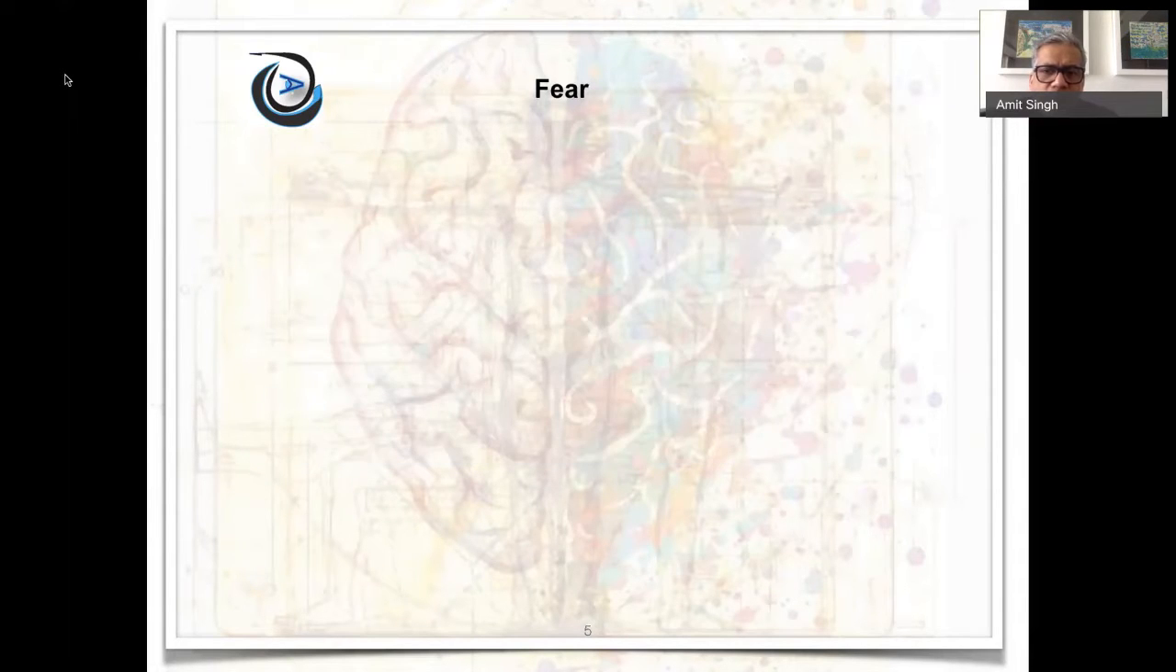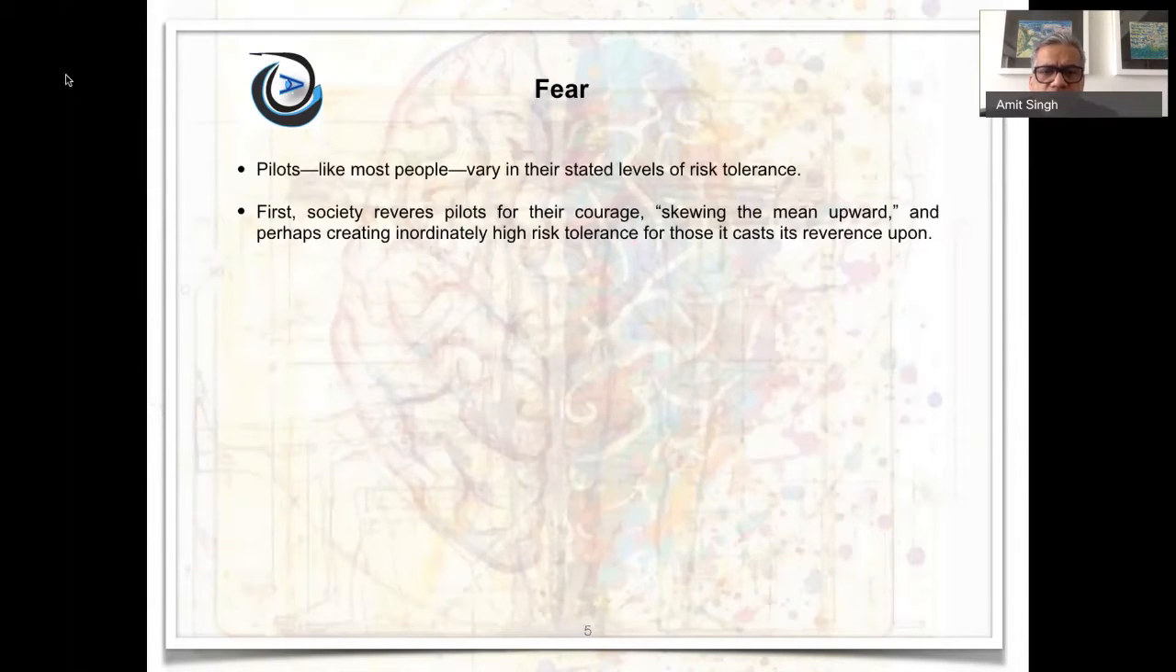Now, what the study concluded was, pilots, like most people, vary in their stated level of risk tolerance. So not everybody is the same. There is a variance. This variance occurs because the society rewards the pilots for the courage, skewing mean upward, and perhaps creating inordinately high risk tolerance for those in castes its reverence upon. Generally, pilots are being considered by the society as those who know the job.